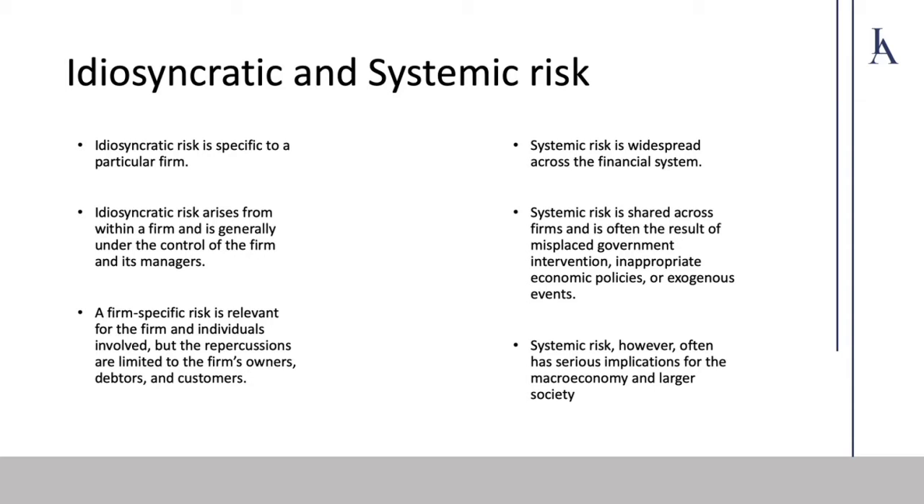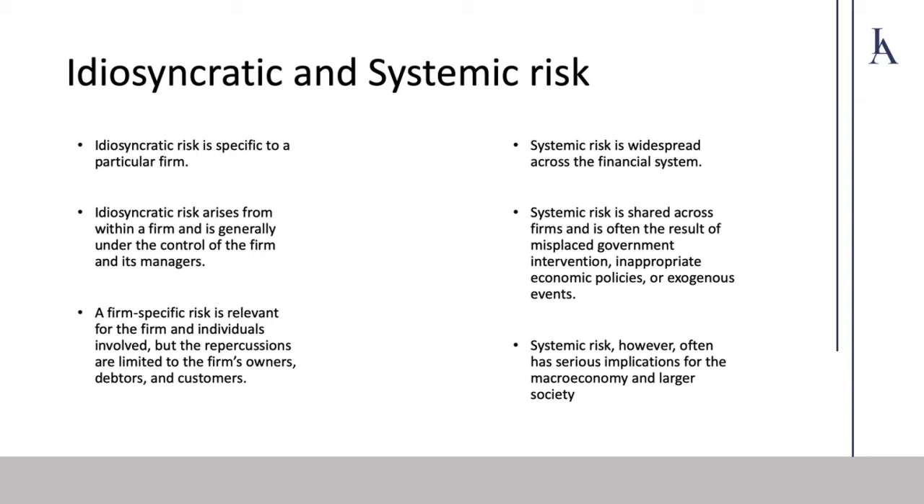credit default swaps. The second reason for the distinction, and why it is important, is that the consequences are quite different. A firm-specific risk disaster is serious for the firm and the individuals involved, the stakeholders, but the repercussions are generally limited to the firm's owners, debtors, and customers.